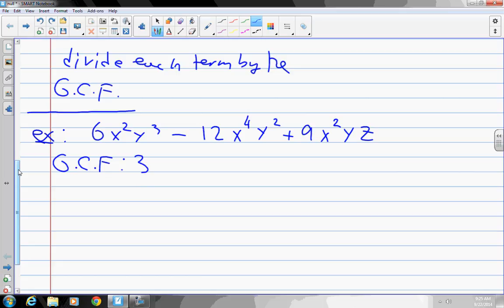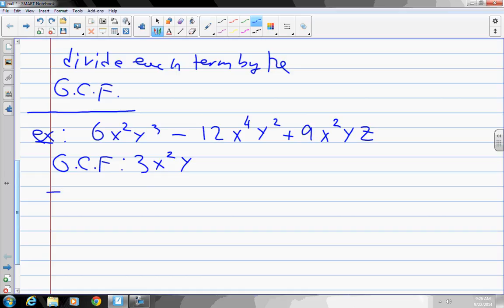Then I'm going to start looking for the common variables. X is in each term. Do you agree with that? And what is the lowest power of x? X squared. Y is in every term. What is the lowest power of y? Just y to the power 1. I also see a z in there. Is z in every term? No. So we're done. This is the greatest common factor: 3x squared y. You just take all the lowest powers of common variables.